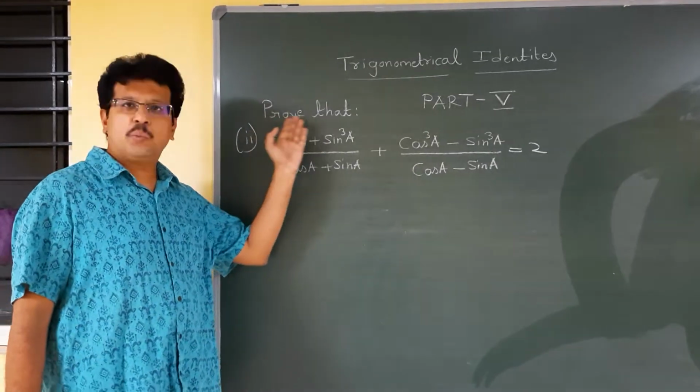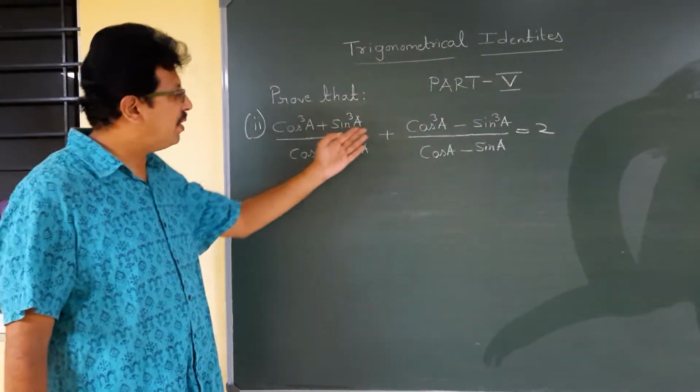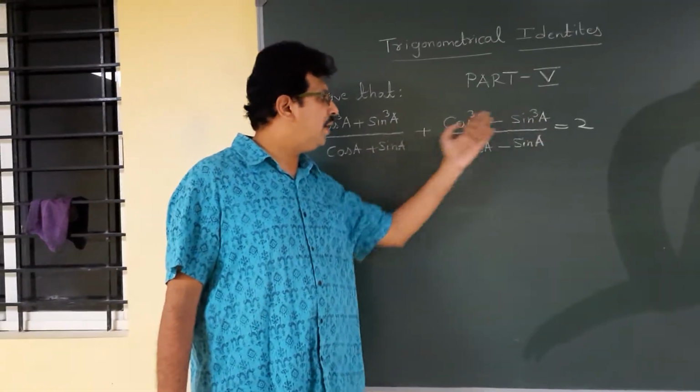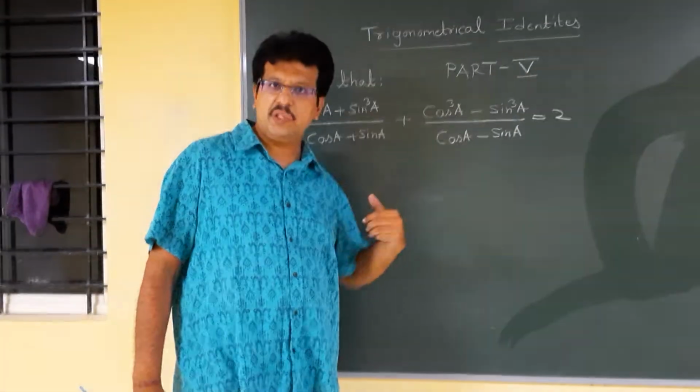So the next problem is: prove that cos cube A plus sin cube A by cos A plus sin A, plus cos cube A minus sin cube A divided by cos A minus sin A, equal to 2. We need to prove it is equal to 2 in this problem.